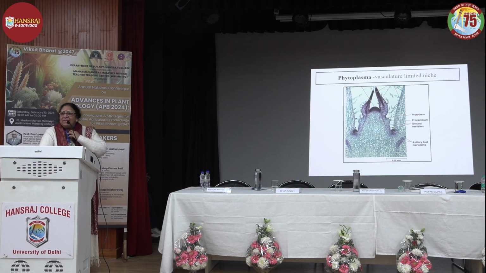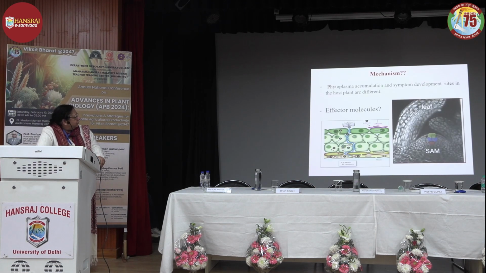So how is phytoplasma able to exert its influence on the shoot apical meristem, which is the region where the symptoms will now be taking place? For that reason, it has been proposed that these bacteria produce some secretory substances in the phloem. They reside in the phloem, and those secretory substances are released into the phloem, and then slowly they reach the shoot apical meristem. There they actually control the developmental program of the plant and change it according to their condition.